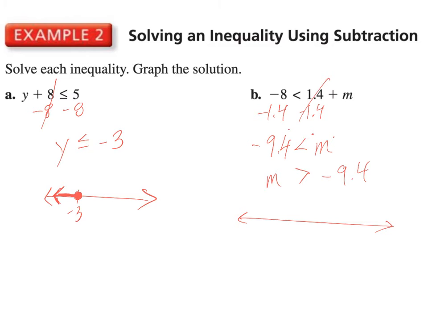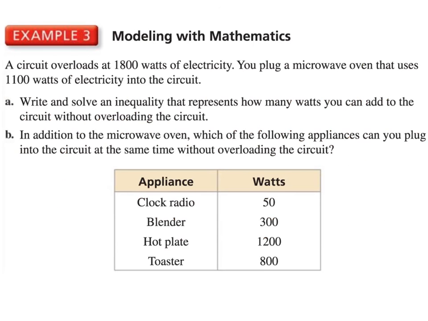And graphing the inequality, here's 0, negative 9.4, and m is greater than negative 9.4. So greater than, no equal sign, just means an open dot, open circle, and we're going to the right because it's greater than. Alrighty, and that's it for that. Going on to example 3.